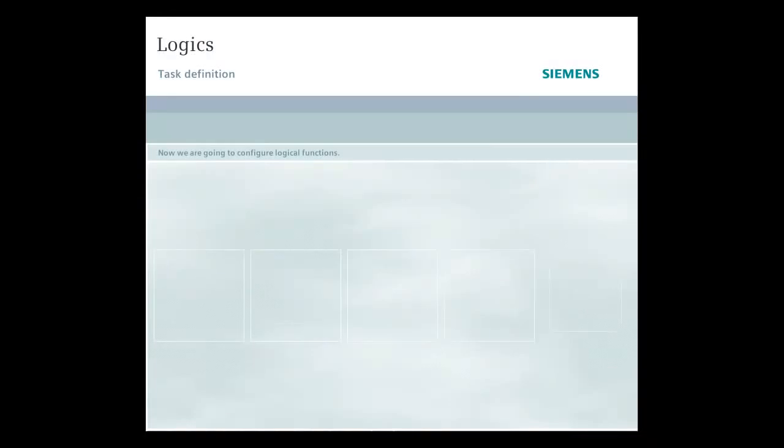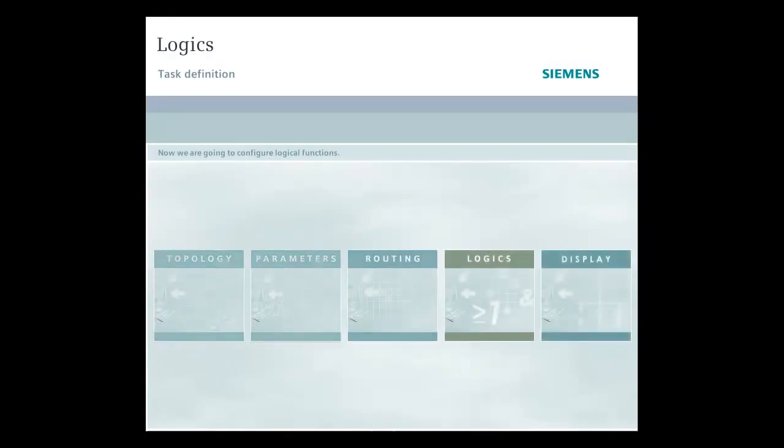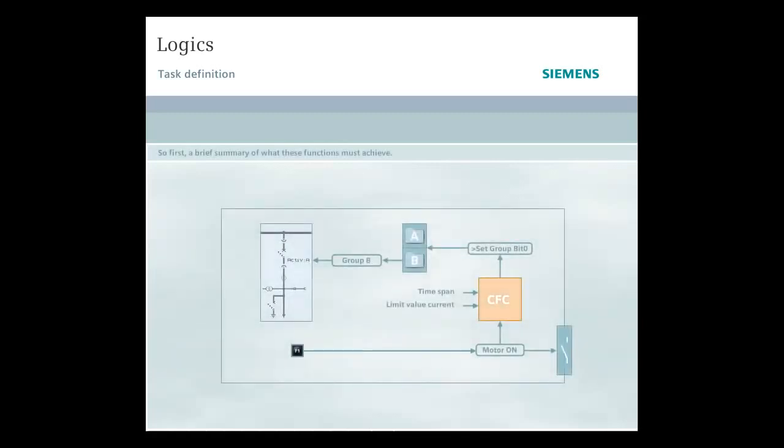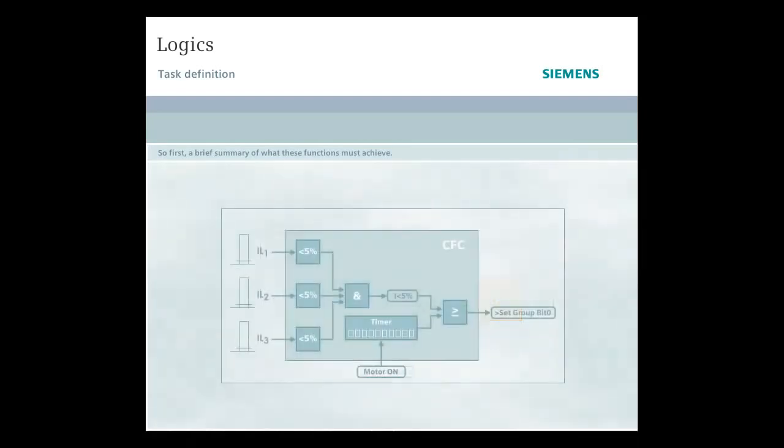In order to ensure that the switching over of the parameter group is dependent on the specified conditions, we are going to take a look at the device internal logic and configure it for these special functions. So first, a brief summary of what these functions must achieve. The three conductor currents are to be individually compared to a limit value of 5% of the nominal value. As soon as the values of all three currents fall below this limit value, the indication I lower than 5% should be pending. We will further define this indication as we continue.